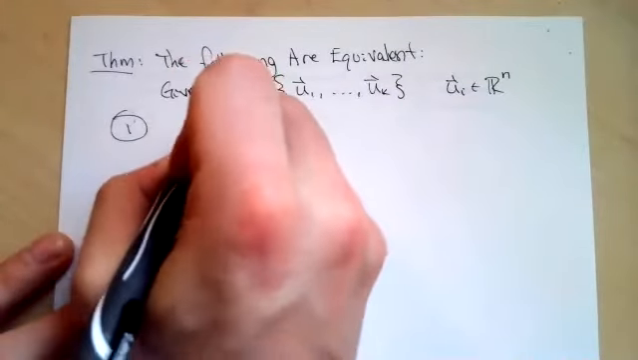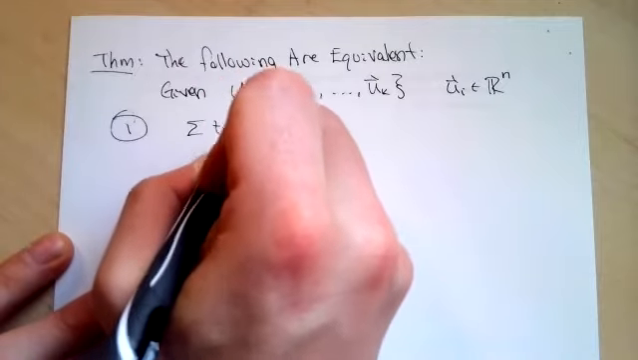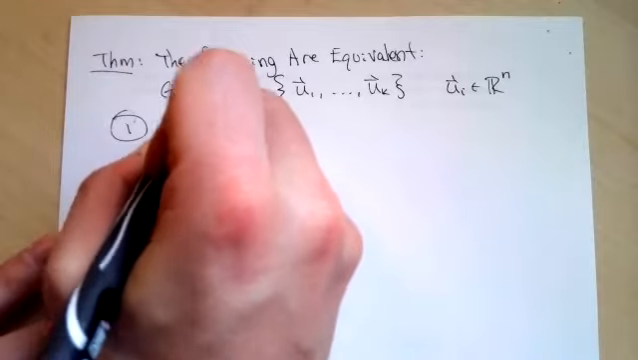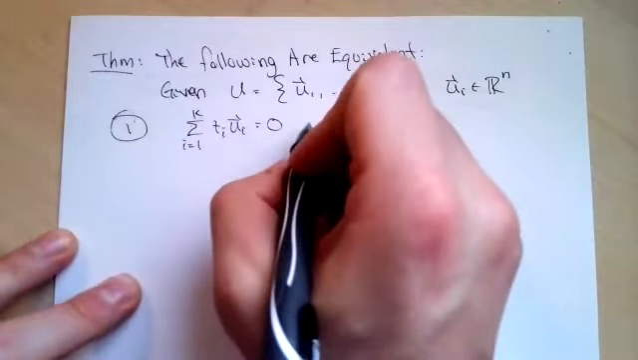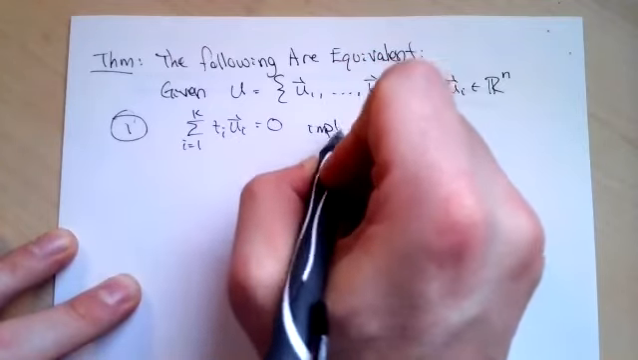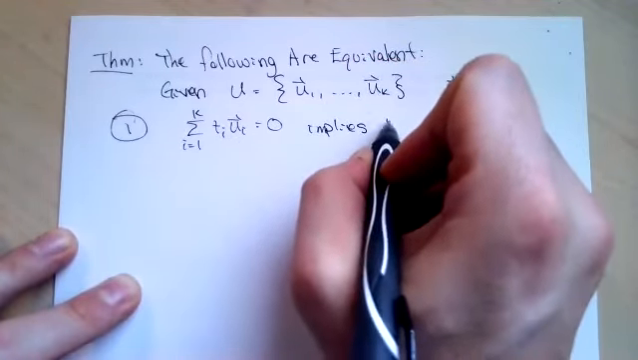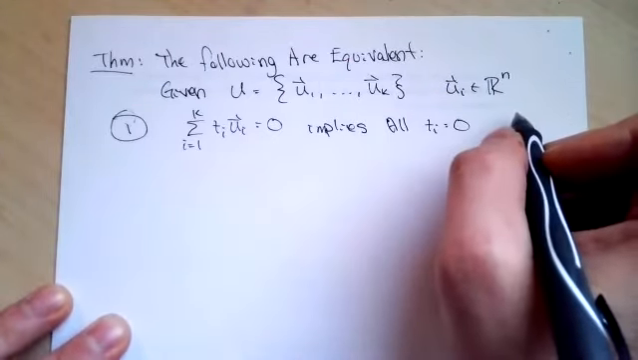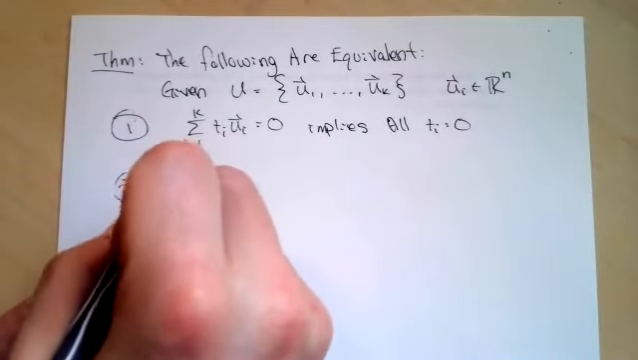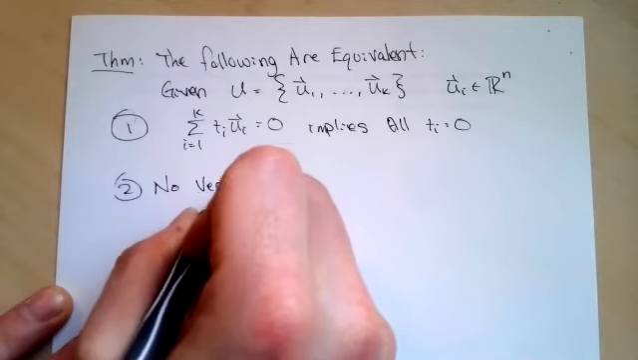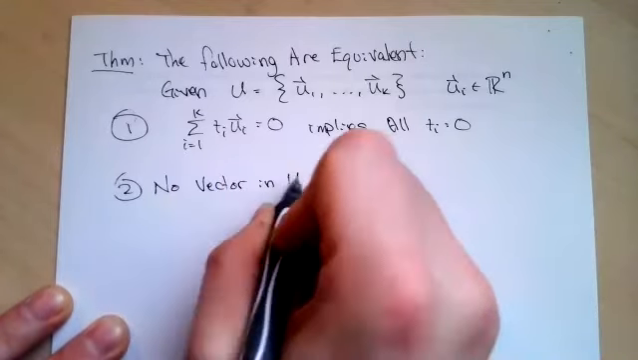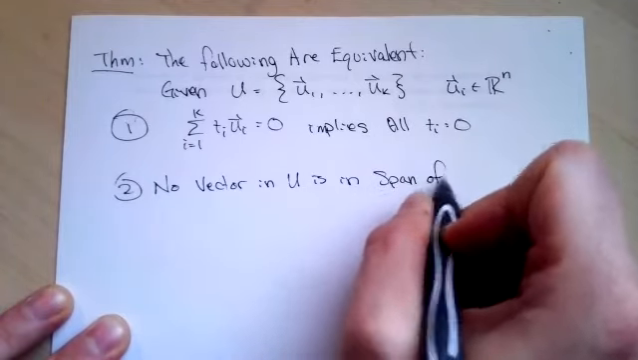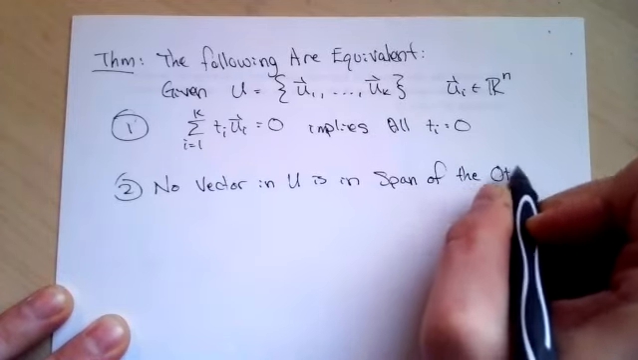So if we write a linear combination of the vectors and get 0, if this implies that all the ti are equal to 0, it is the same as saying no vector in U is in the span of the others.